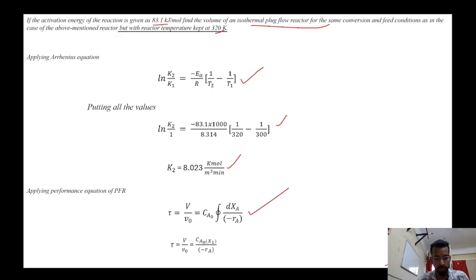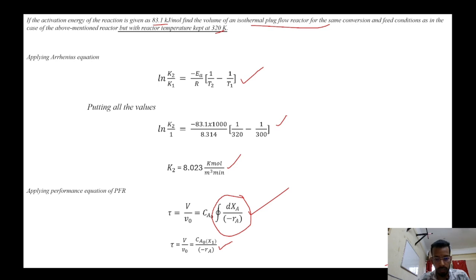Putting all the values. One important thing here is for a zero order reaction, write it down in your copy. For a zero order reaction, the performance equation of PFR and CSTR is the same. If you solve this integral, you will get x1 upon Ra because CA0 is constant. This is the same as the performance equation of the CSTR. So for a zero order reaction, the performance equation of PFR, batch reactor and CSTR is almost the same, for a liquid phase reaction.